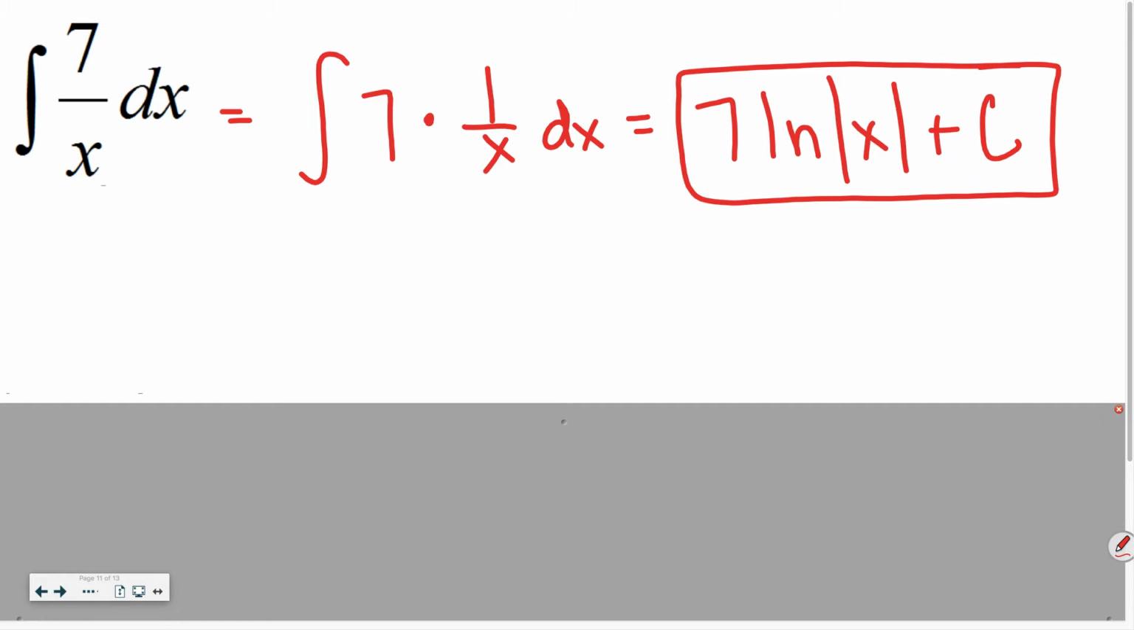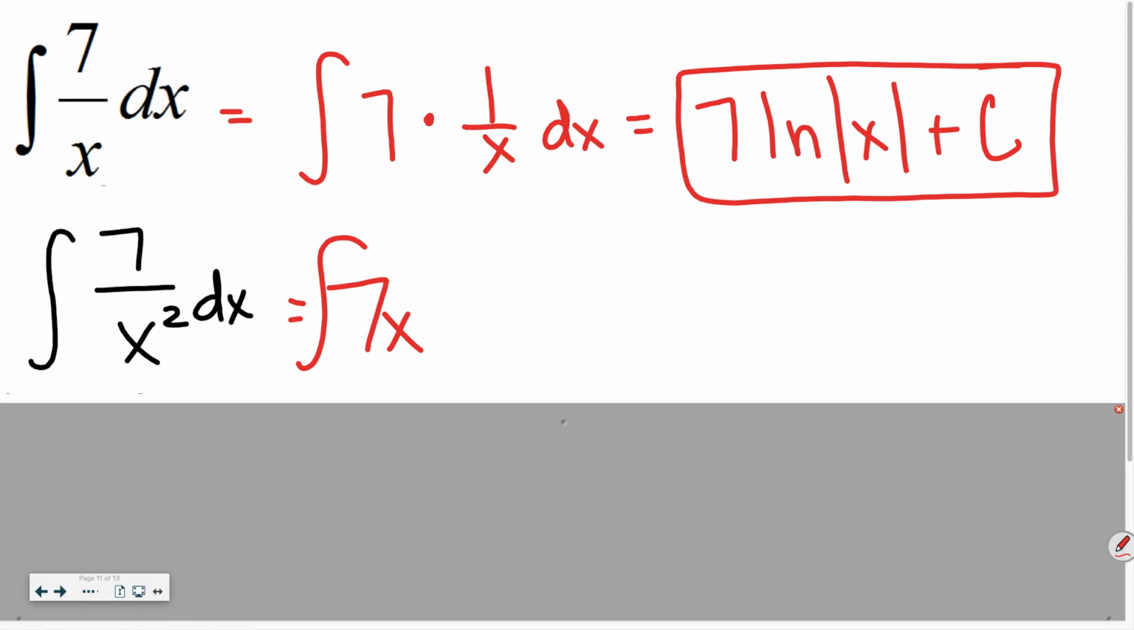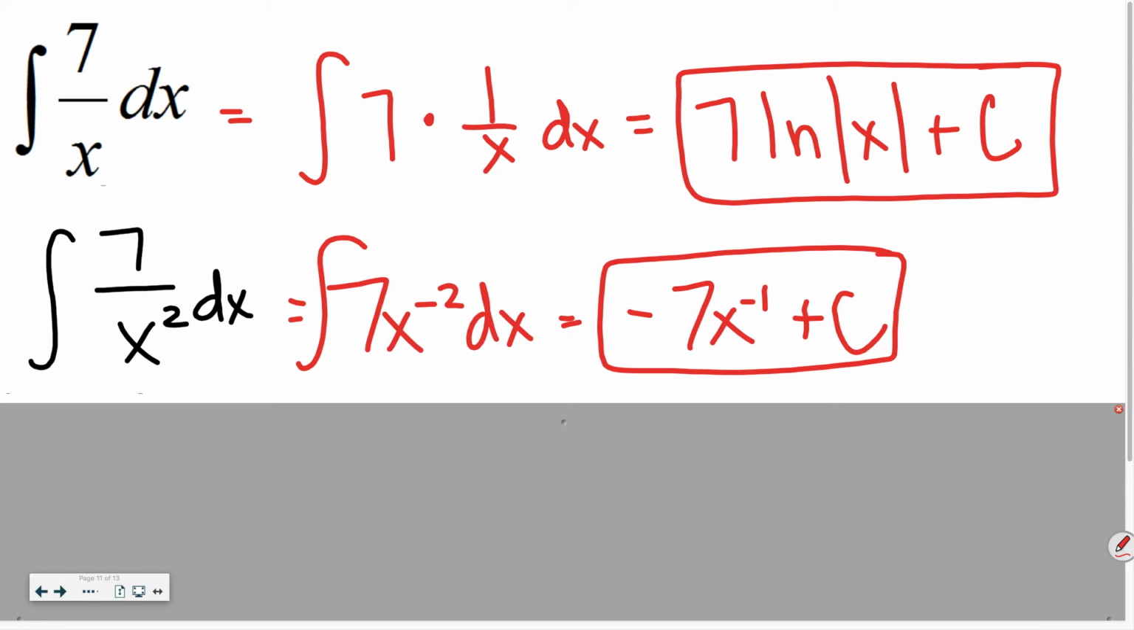In the denominator? Andre's worried about 7 over x squared dx. But let's process it. What's different about this? What would we use for this? The power rule. This is 7 x to the negative second. So we would have negative 7 x to the negative first plus c. That is absolutely something we should talk about.